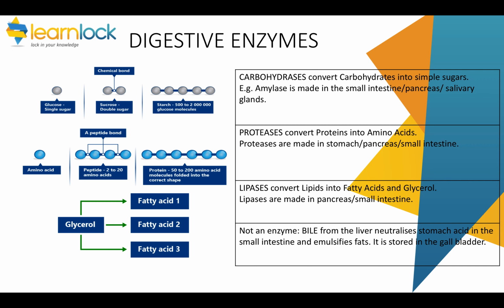Bile is also important in digestion, but it's not an enzyme. Bile is made in the liver and stored in the gallbladder, and it neutralises the stomach acid when it goes into the small intestine, and it also emulsifies or breaks down fats.